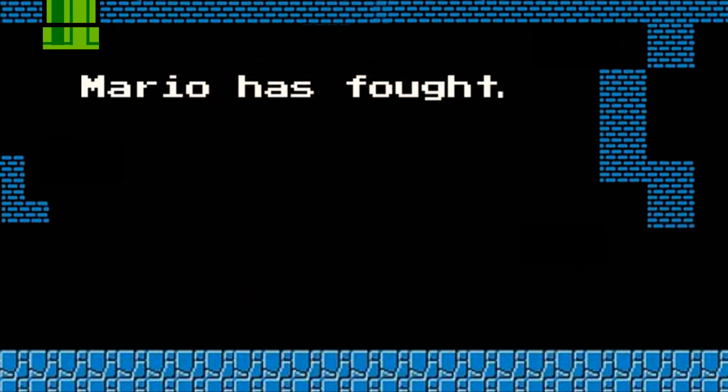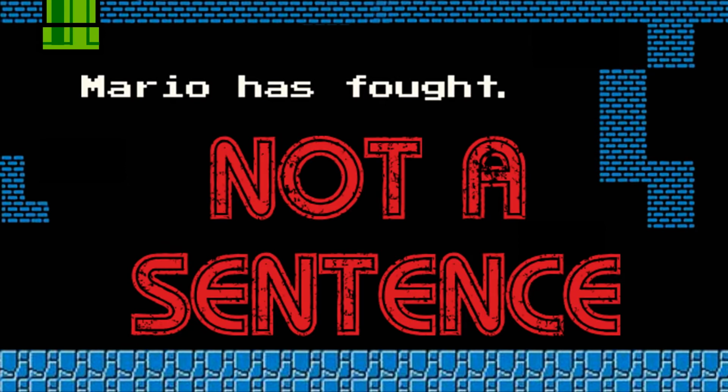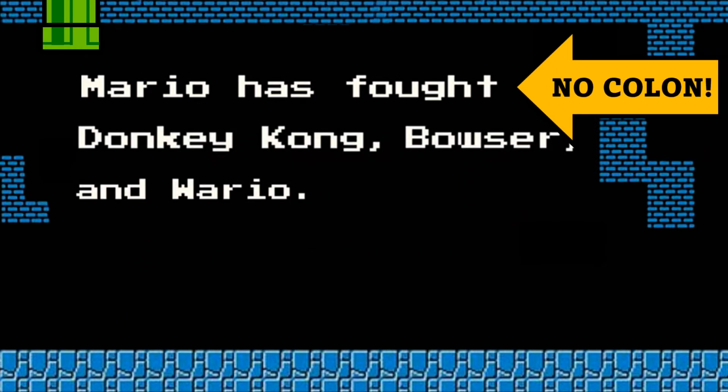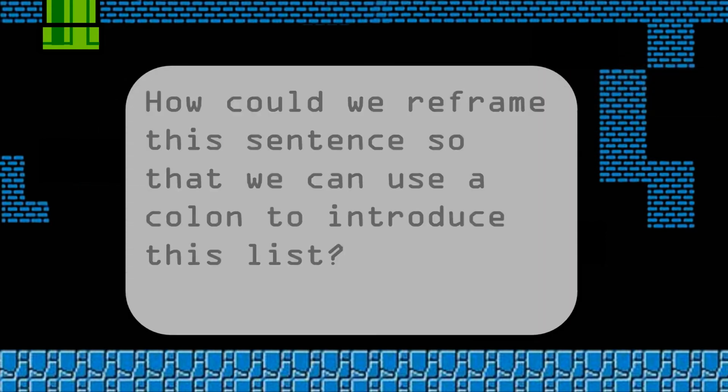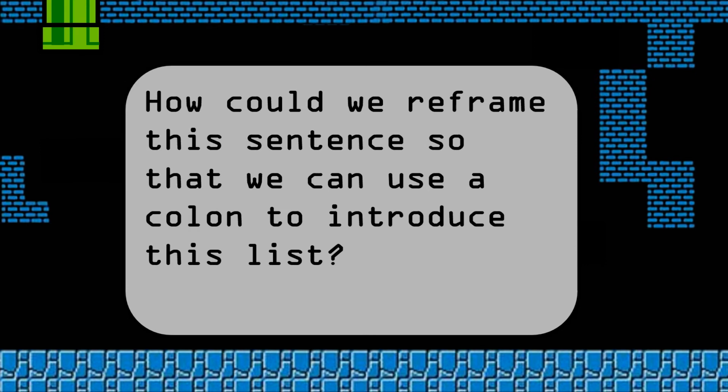So let's understand why this is wrong. If we simply close that first element out with a period, Mario has fought, that does not operate as a sentence. It's not an independent clause. Therefore, in this context, we're only going to bring in the list without the colon because that serves as an object. Mario has fought Donkey Kong, Bowser, and Wario. No colon. But I'm sure you want to understand how you could reframe this sentence so that you can use a colon to introduce a list. So let's take a look at how that would function.